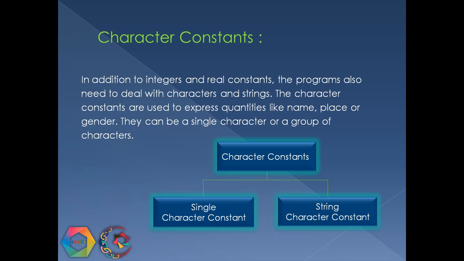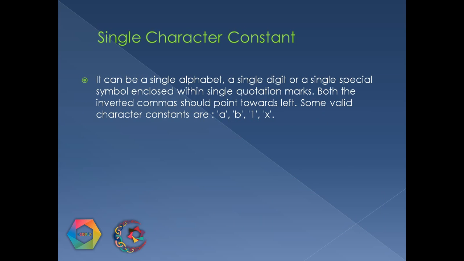What are single character constants, how do we define them, or how do we assign them some value? Let's take a look. A single character constant can be a single alphabet, a single digit, or a single special symbol, and it must be enclosed within single quotation marks. Both the quotation marks or inverted commas should point towards the left. Some valid examples can be single quotation mark A and again single quotation mark. We can write some digits in it as well, and some signs. Let's say the third example here, single quotation mark 1 and again single quotation mark. When your compiler reads this value, it will take it as a single character, not as a digit, because it is enclosed within the single quotation mark.